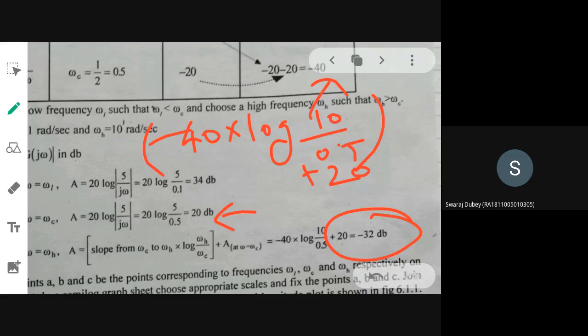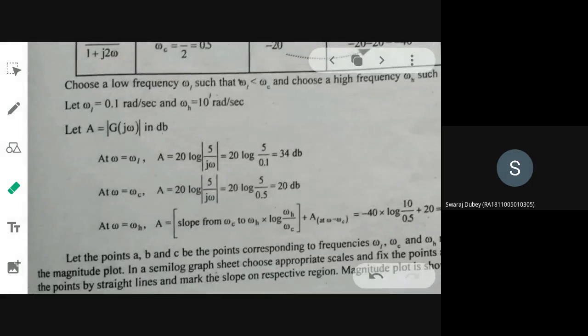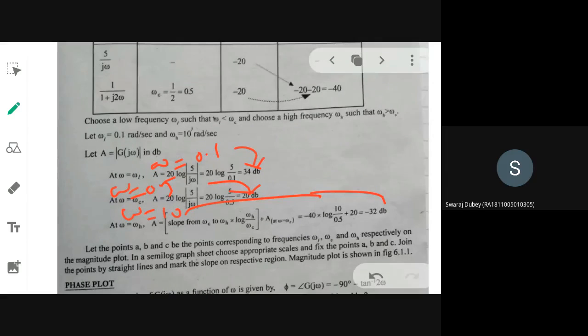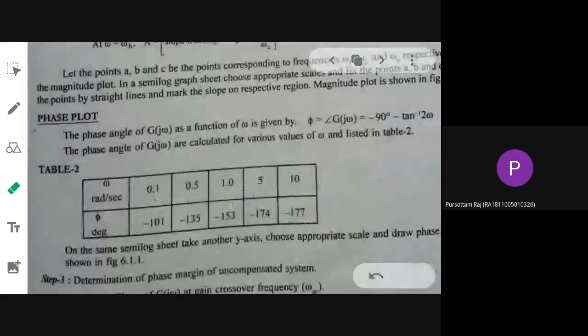So with this, what plot will you be drawing? A magnitude plot or a phase plot? At omega equal to 0.1, the gain value is 34. At omega equal to 0.5, the gain value is 20. At omega equal to 10, the gain value is minus 32. So with this you will be plotting modulus of G(j omega) or the angle? Modulus. Okay, so you will do that, and after that you need to calculate the phase angle values also.